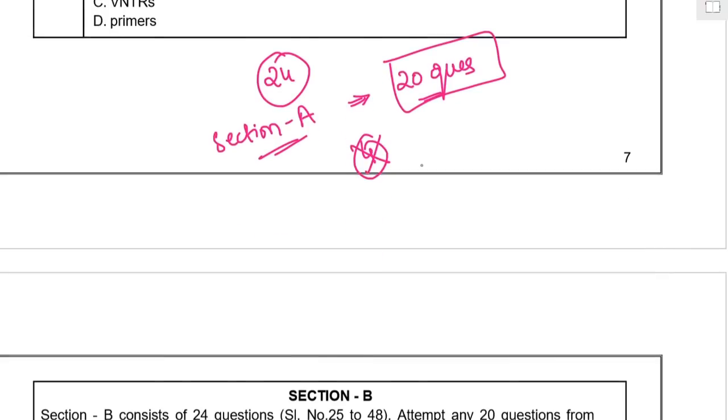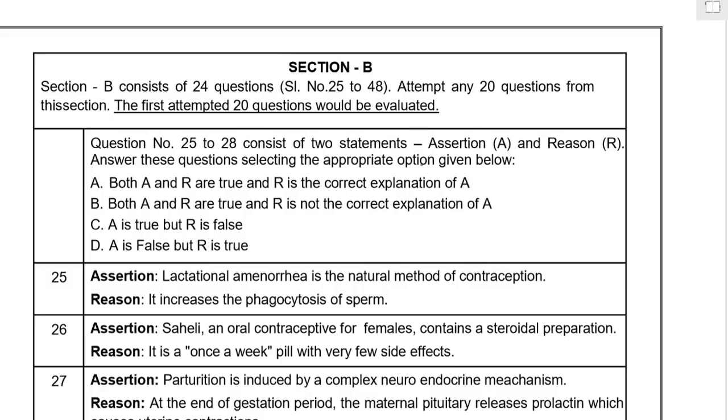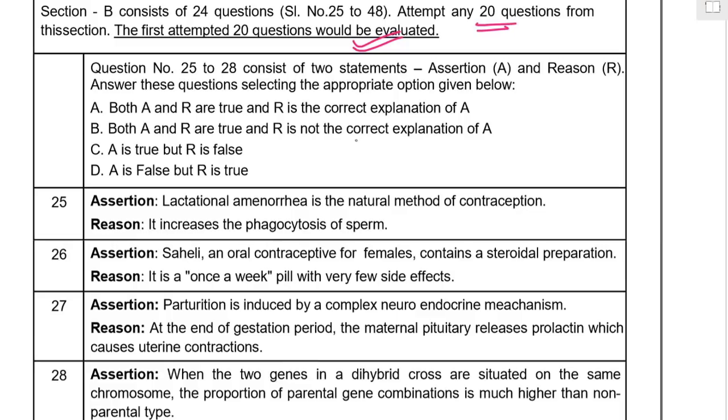Okay. Now coming to section B. Section B also consists of 24 questions and you have to attempt 20 questions. The first attempted 20 questions would be evaluated. This you have to keep in mind. Questions 25 to 28 consist of 2 statements. Here an assertion is given and its reason is given, meaning one statement and its reason.